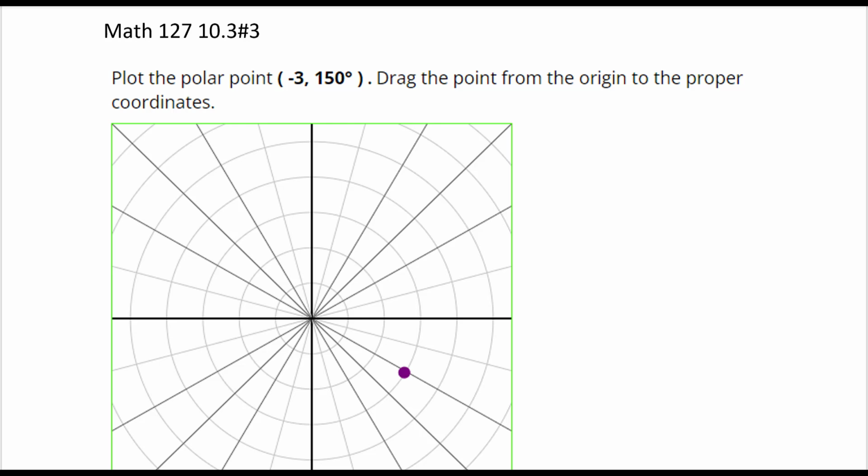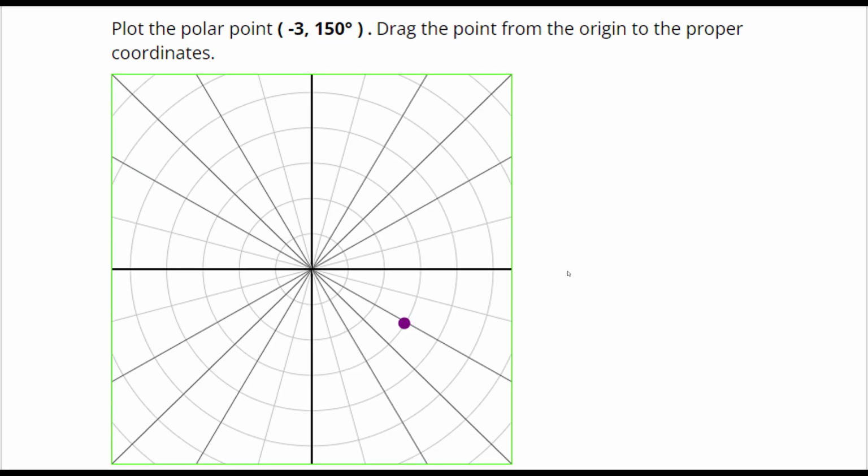This problem is about graphing on the polar graph, and so I'm going to probably spend more time than people might expect. This is 10.3, number 3. I can make this real quick, but I kind of want to show the process for it.